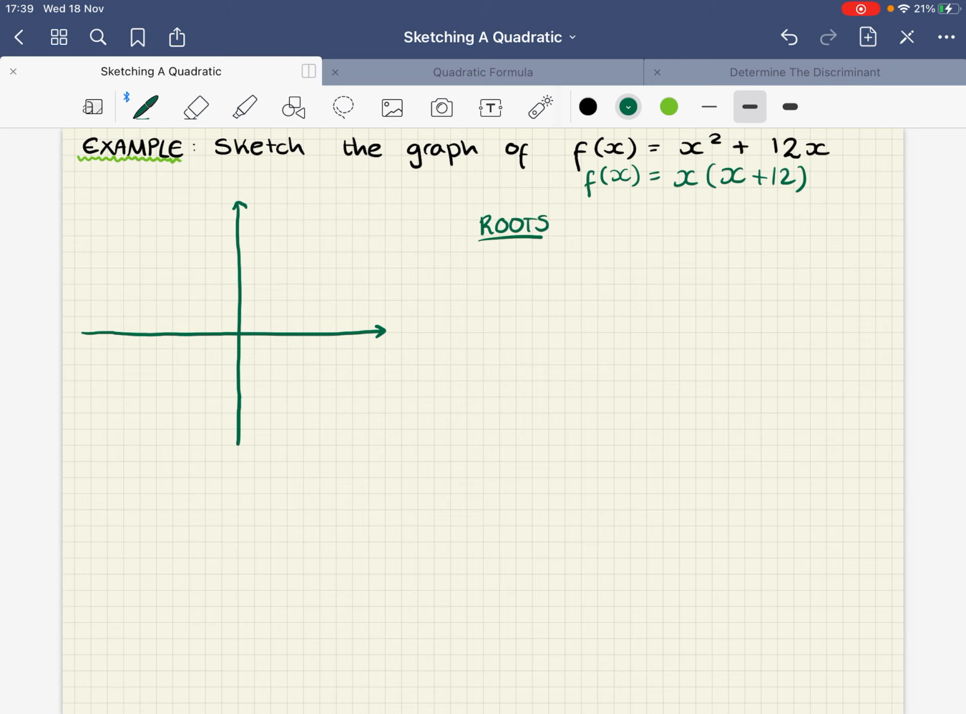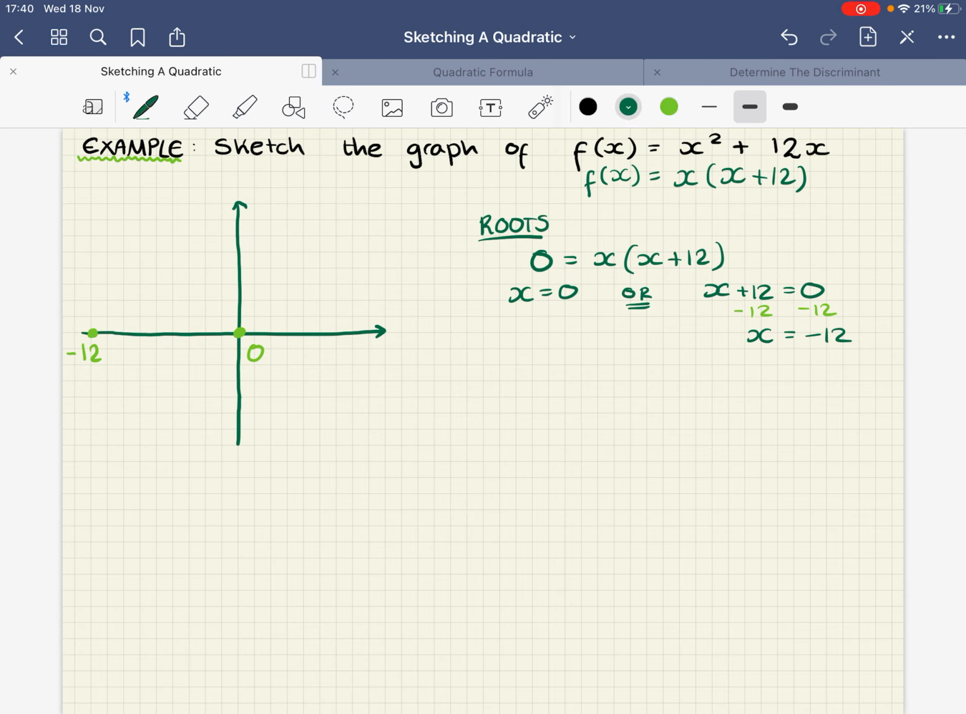So our y value is always going to be 0, so that means our f of x is 0. So either x is going to equal 0, or x plus 12 equals 0. Doing my little bit of rearranging, I just take away 12 on both sides, so x equals negative 12. So it goes through this 0 mark here, and it goes through this point here at negative 12.